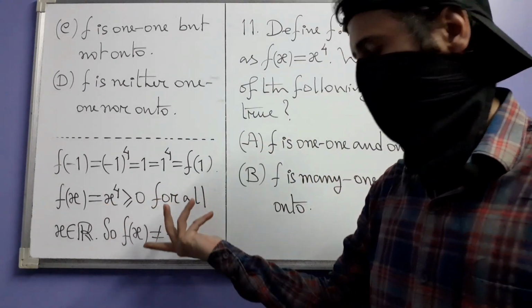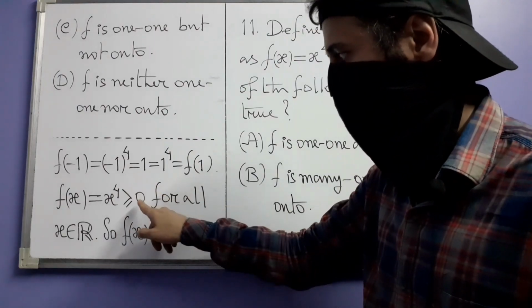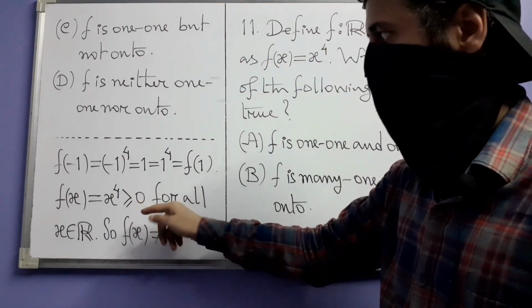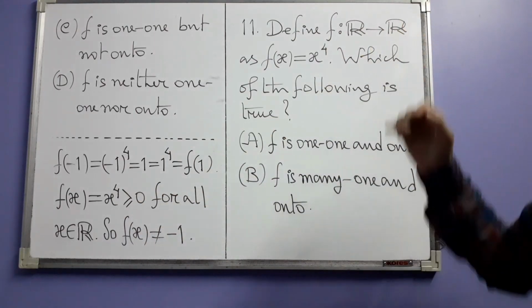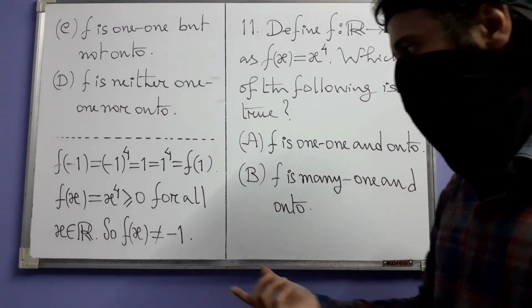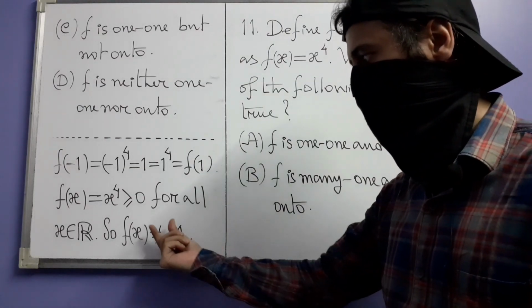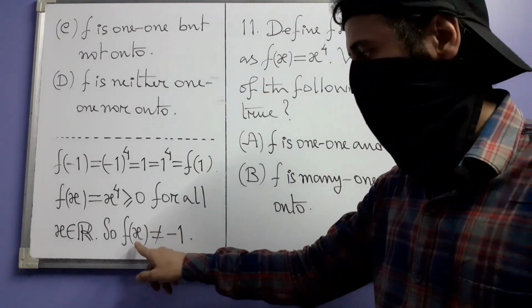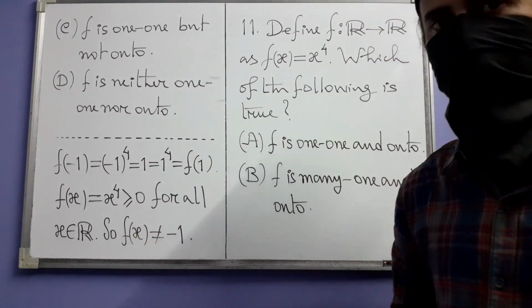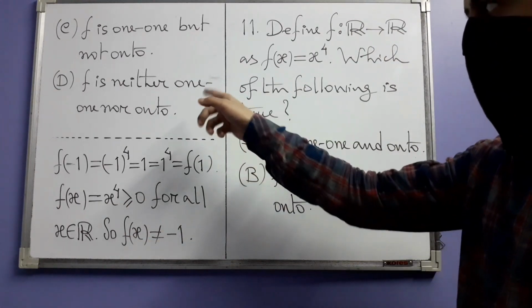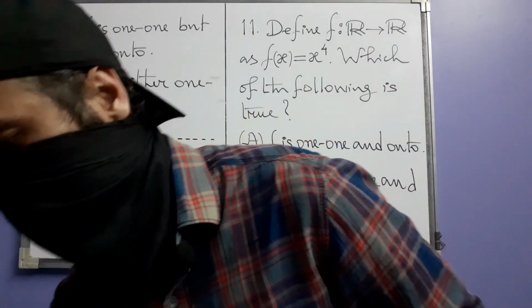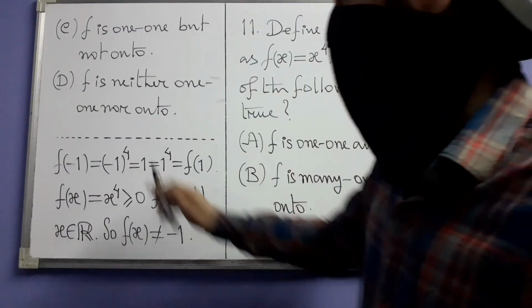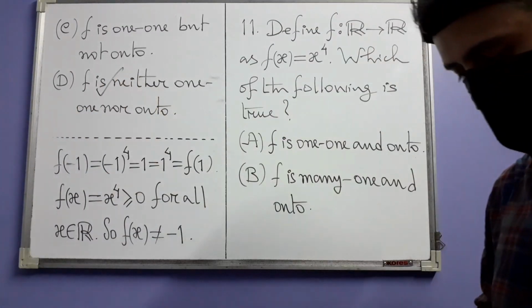And again, that same fact, all the outputs are non-negative, but the codomain has negative numbers also. In particular, there is -1, which thus does not appear as the output for any input under f. So how can f be onto? So f is neither 1-1 nor onto. So this is the correct option.